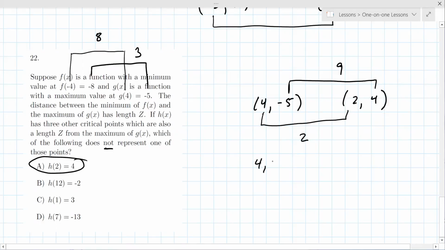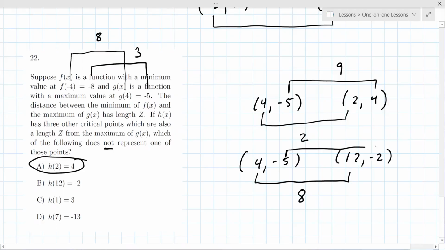Now let's look at one that does work, just to remind you again. 12 and -2. How far apart are 4 and 12? Those were 8 and then 3. Yeah. Okay. All right, let's move on to a new question in this practice exam. We've done that one a few times.